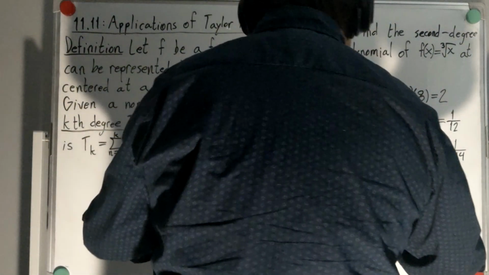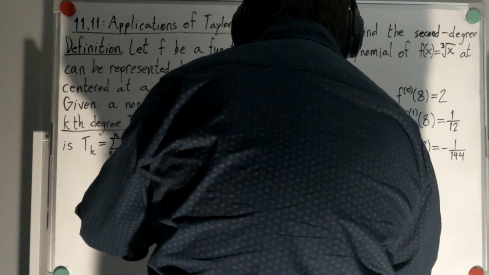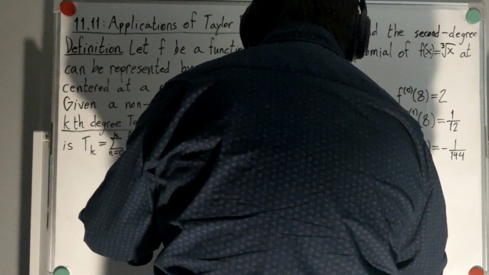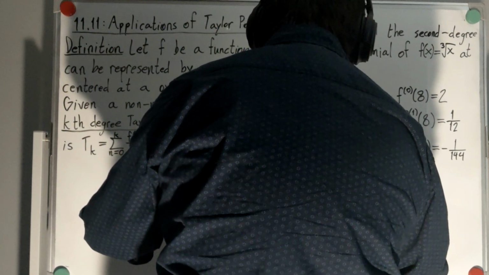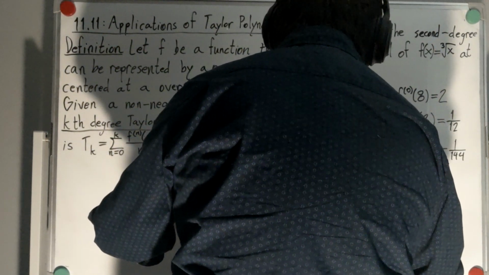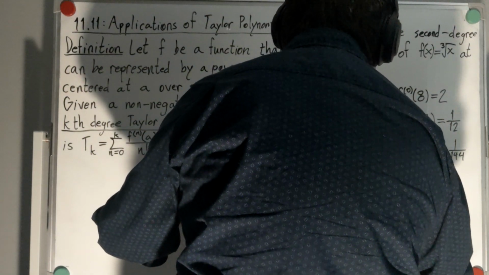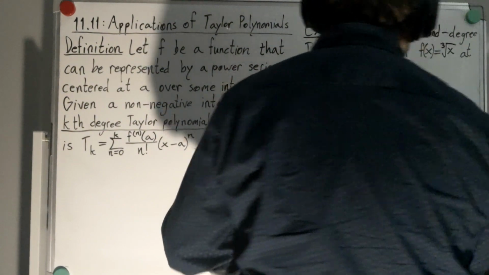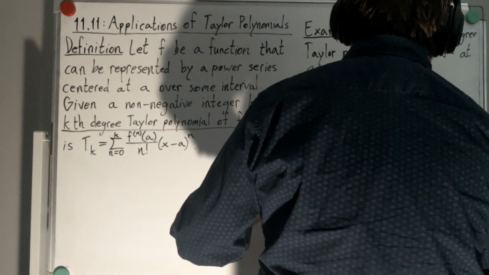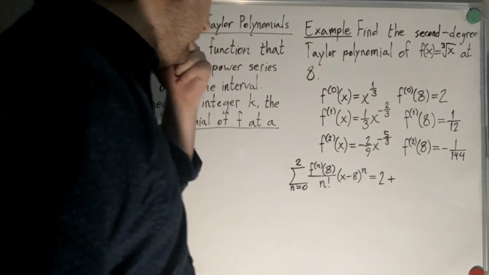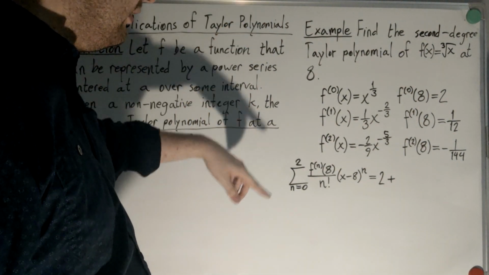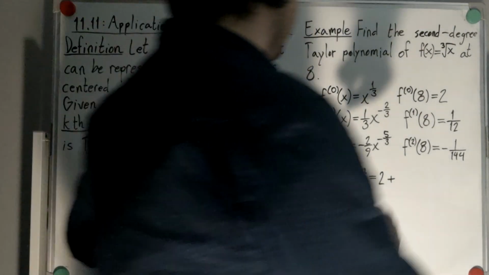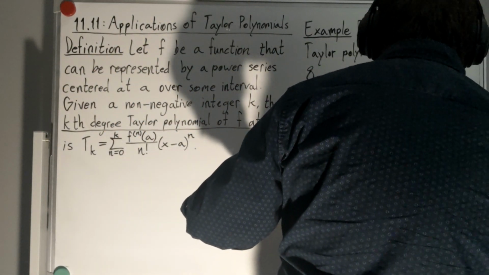Okay? So all we need here is the sum from n equals 0 to 2 of the nth derivative evaluated at 8 divided by n factorial x minus 8 raised to the nth power. And so in our case, that's just going to be 2 divided by 0 factorial x minus 8 to the 0, so that just makes 2. Then 1/12 divided by 2 factorial, so that's 1/24, x minus 8 to the 1.